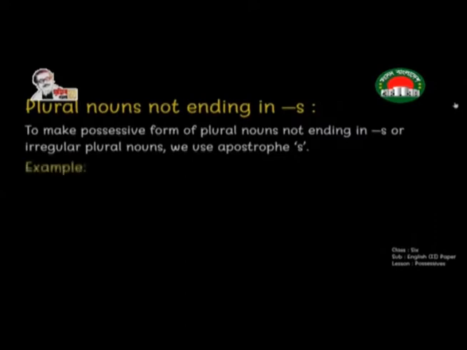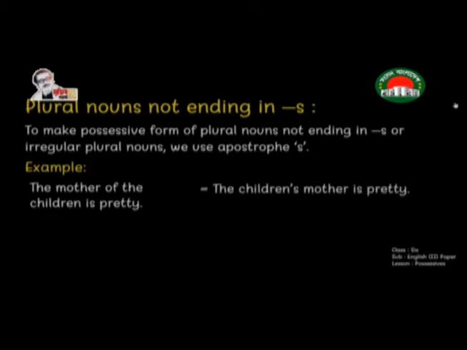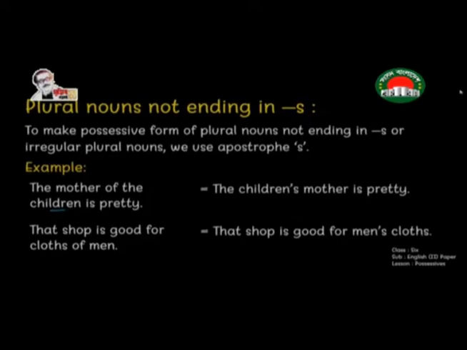For example, the mother of the children is pretty. You can change it to the children's mother is pretty. So here children is irregular plural noun. Again, instead of saying that shop is good for clothes of men, we can say that shop is good for men's clothes. Now let's do some practice.